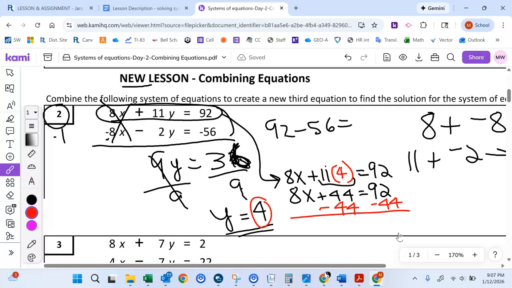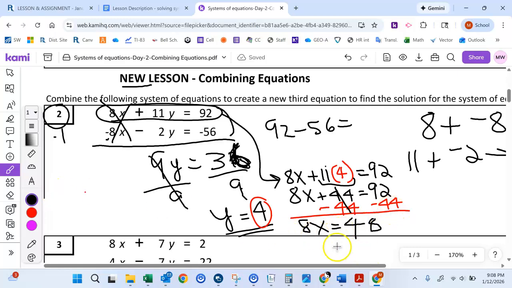Okay, my pen's not working again. Okay, so we're going to get 8x. This goes away, and it's equal to, what would that be? That would be 48. Okay.